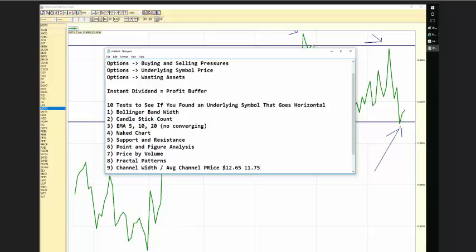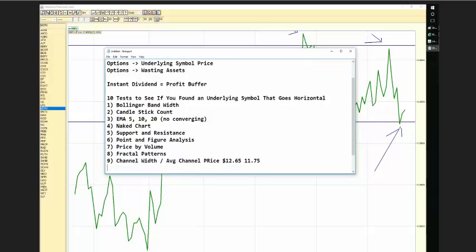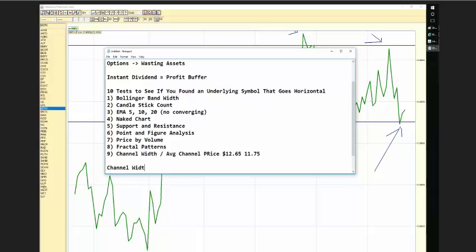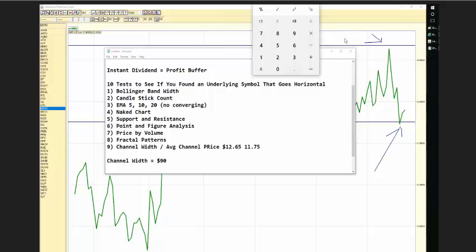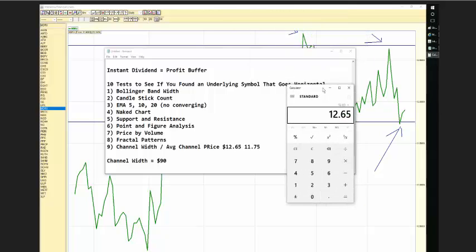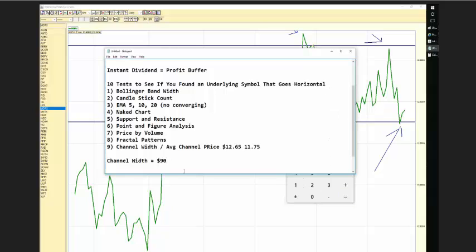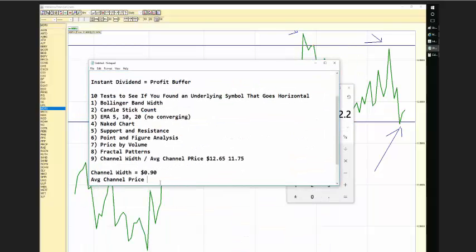So what's our channel width? 1265 minus 1175, 90 cents. Channel width equals 90 cents. What about our average channel price? I'm going to have to pull out my calculator because it's too early in the morning to do that in my head. Take the 1265 plus the 1175, divide it by 2. That's how you do an average. Average channel price is $12.20.